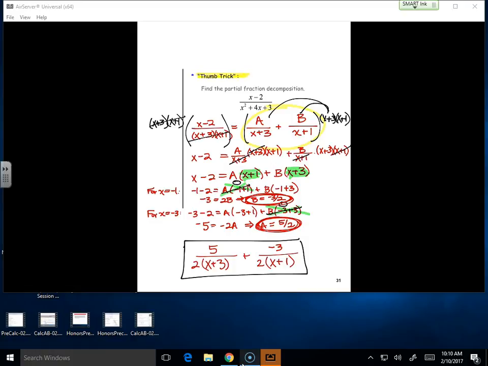Any basic partial fraction, what was in common in the last two examples? Their factors were linear. Any function that we're trying to do partial fractions with that only has linear and non-repeated linear factors can be solved with a thumb trick. A thumb trick is basically a shortcut version of our shortcut. It's a shortcut version of the strategic values. So let me show you another way of solving this with the shortcut of the shortcut.